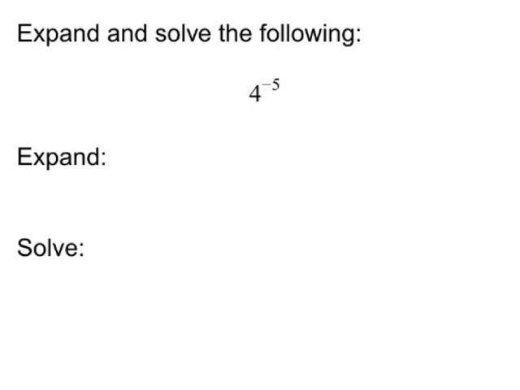This next one we're expanding and solving. Our base is 4 and our exponent is negative 5. So first you're going to think to yourself, when I expand this, am I going to be writing 4 as a whole number or as a fraction? Because our exponent is negative, that means that we will be writing 4 as a fraction, so instead it will be 1/4. And we will expand 1/4 5 times.